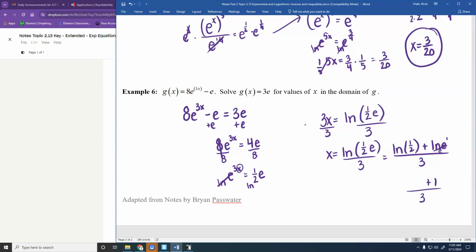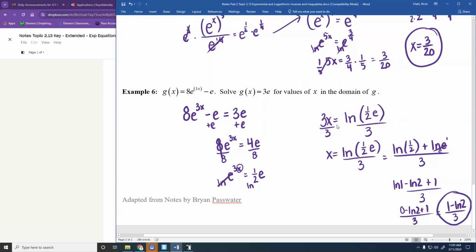And natural log of 1/2 is division. So we could break it up with natural log of 1 minus natural log of 2. What is natural log of 2? I'm sorry, natural log of 1. It's 0. Anything right there is 0, so I'll get 0 minus natural log of 2 plus 1 over 3. He writes the answer as 1 minus natural log of 2 over 3. If you had that negative natural log of 2 plus 1, that'd be okay as well.